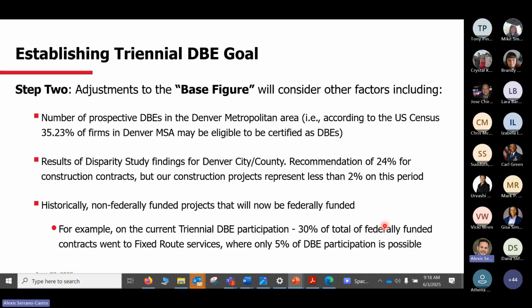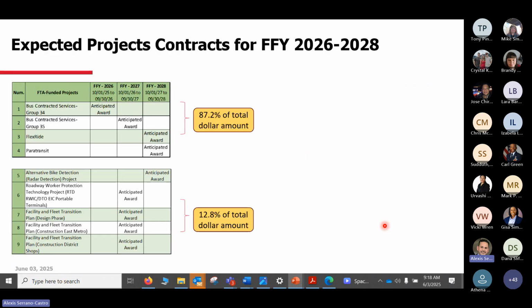Also, we look at historical data, and historical data is important. For example, in the past, we did not have those bus contractor services funded with federal dollars. Now we do. In the past, we didn't include them in the plan, and then we had to add them to the plan in the middle of the plan. Now we do, and that's why it's important to know, because those 4 projects represent 87% of the entire dollar amount of this particular triennial. The other 5 projects represent only 12.8%.